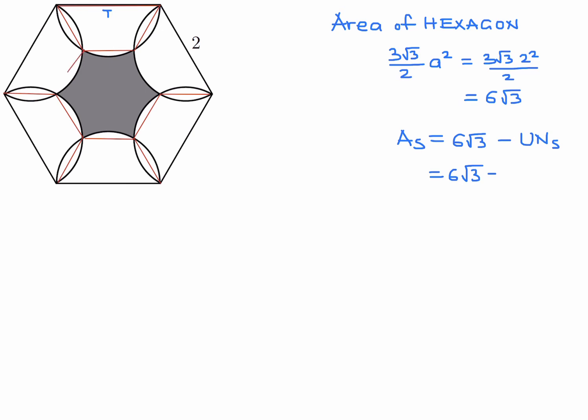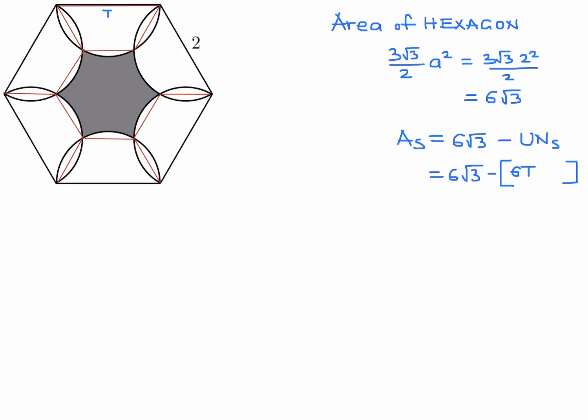So we have how many trapezoids? 1, 2, 3, 4, 5, 6 of them. So we obviously have to subtract 6t from the area of the hexagon.